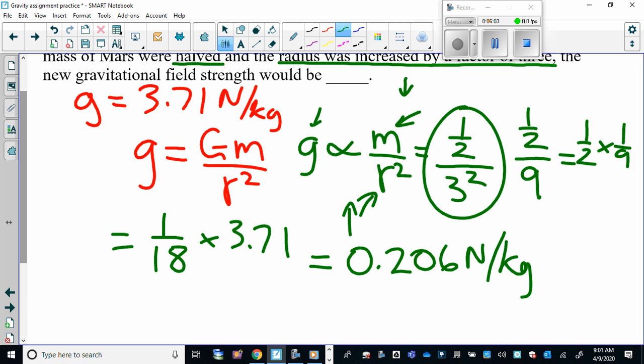newtons per kilogram. So the new field strength of this planet is very low, 0.206. That's about 1/18 the gravitational field strength of Mars. If you were on this planet and you jumped, boy, would you go high. And very slowly, you'd feel like you're in slow motion.